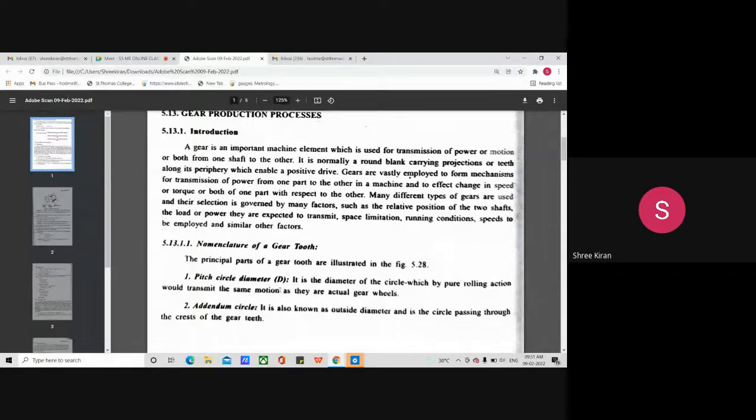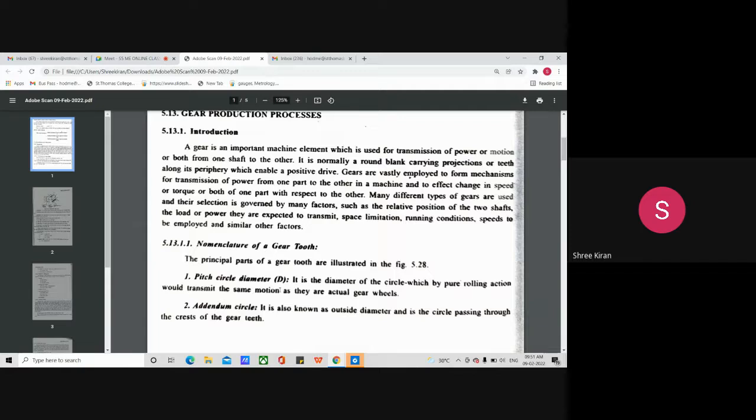Then the second one is the addendum circle. It is also known as the outside diameter, and it is a circle passing through the crest of the gear teeth.